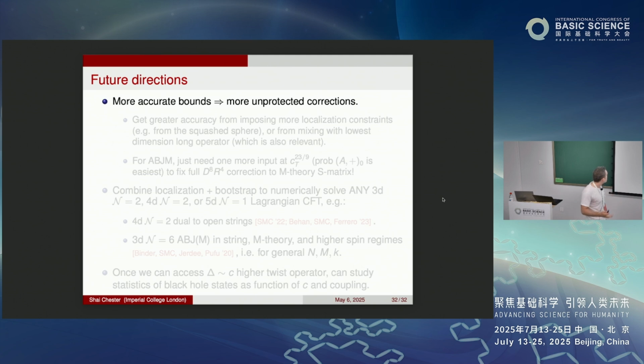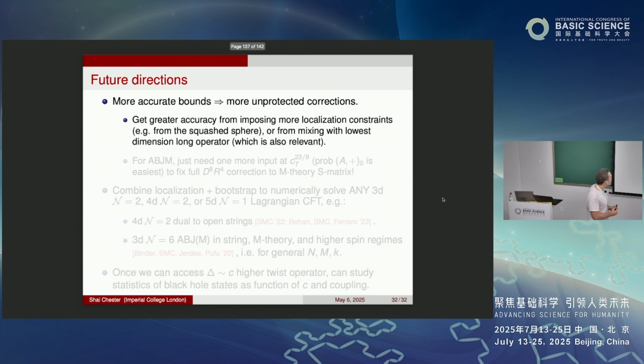Okay, so there's many future directions to this program. Of course, we want to get more accurate bounds, which will give us access to more data. So how can we go about doing this? One way would be to derive additional localization constraints.